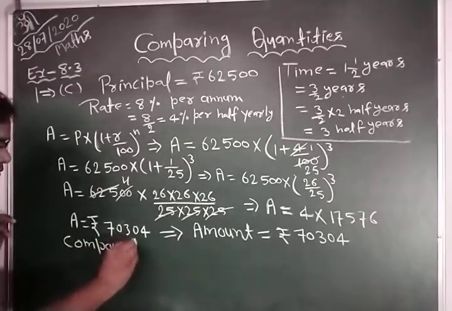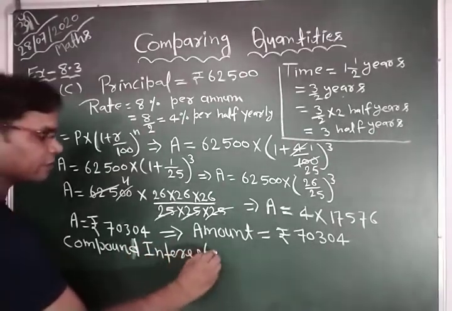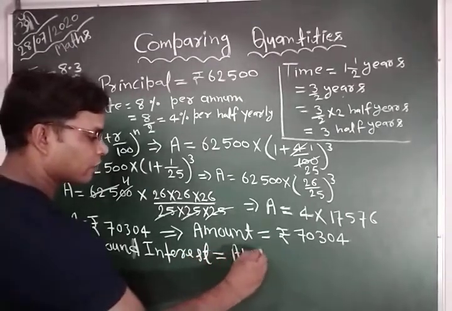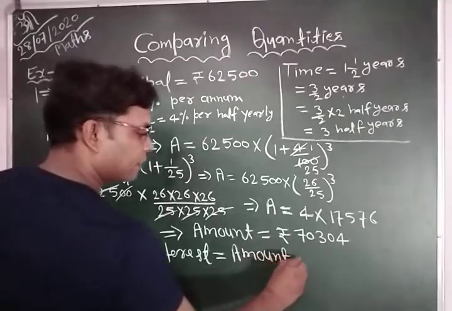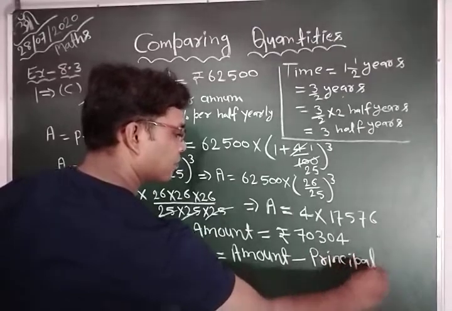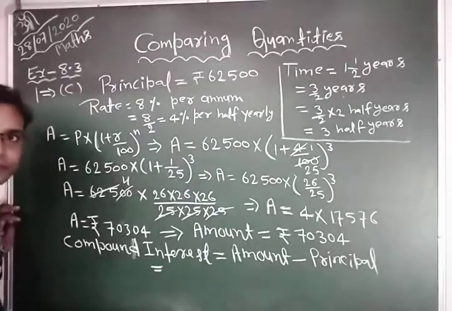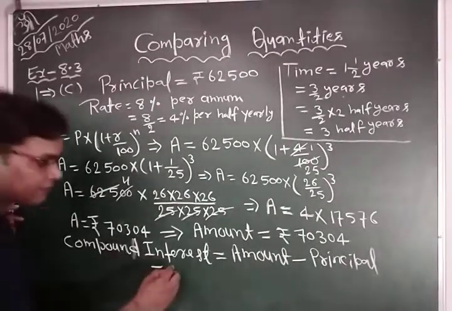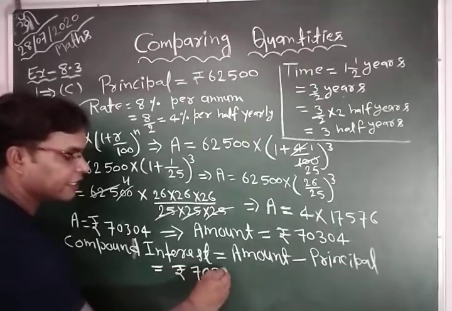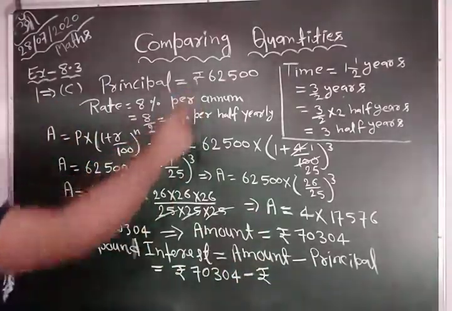Compound interest is equal to amount minus principal. Clear? Now here amount is rupees 70,304 minus principal, which is given here as 62,500.